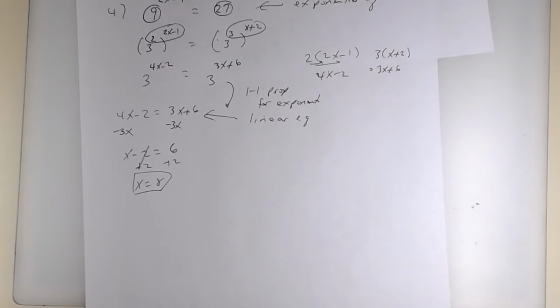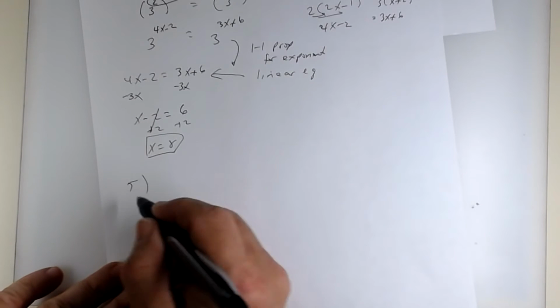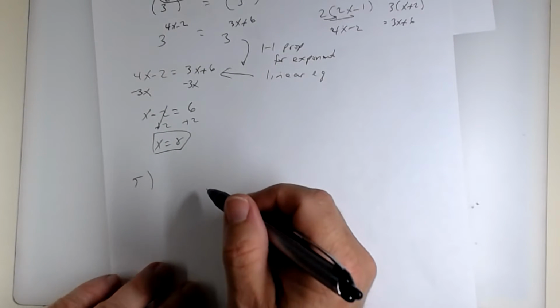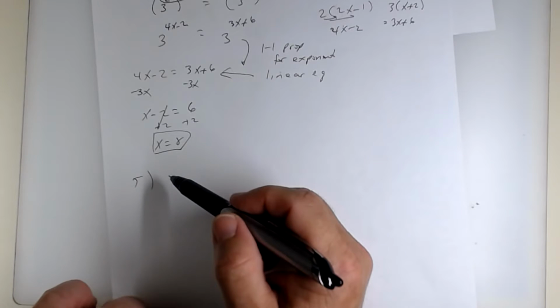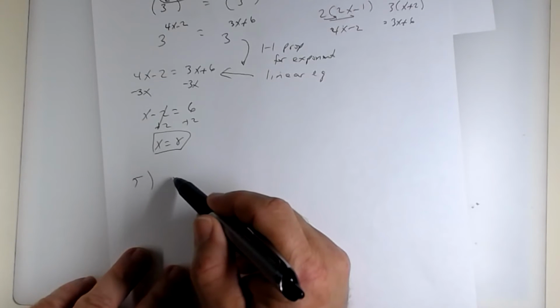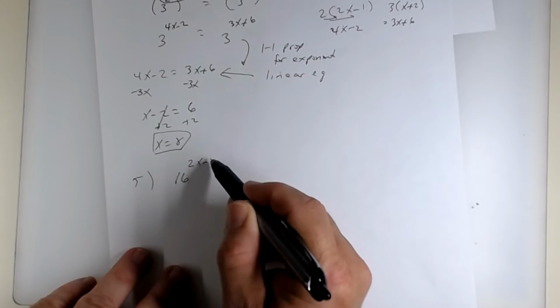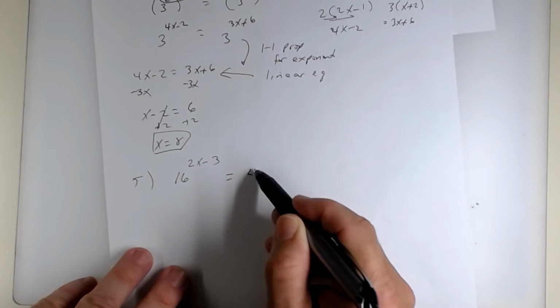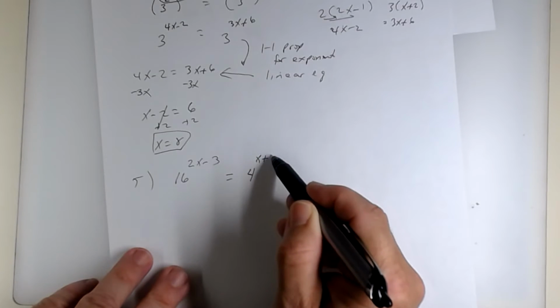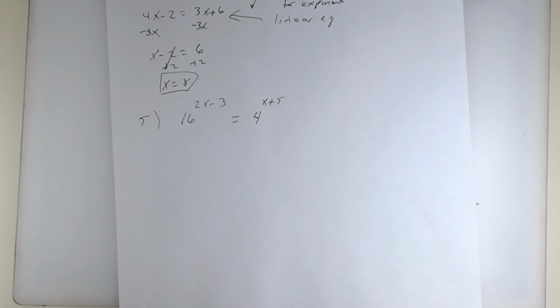Okay, so let's just do one more with this, and then we'll look at another kind. Suppose you had 16 to the 2x minus 3 equal 4 to the x plus 5. The base is 4. Some of you said you're going to use a base of 2. True, you can. But can I use base 4 here?